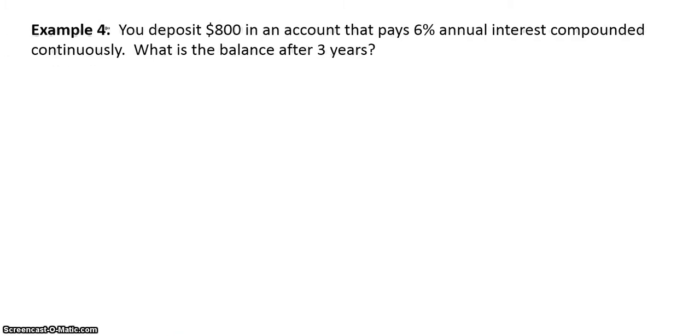Okay, so you deposit $800 in an account that pays 6% annual interest compounded continuously. What is the balance after 3 years? So let's figure out our variables. So we know we have P, we have our R, and we have T. So take a moment and see if you can write in what those things are.